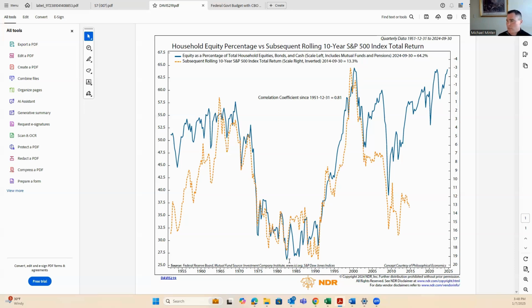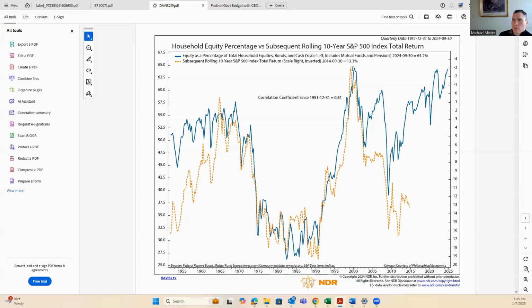80s. The stock market was not doing very well. The lowest percentage of equity allocation at that time, if you draw a line to the left here, was about 26%, we'll say, the household equity percentage. What was the subsequent 10-year return? Go to the dotted line, go to the scale on the right. It was between 18 and 19% annualized return from 1982 to 1992 if you were in the S&P 500. Unfortunately, most people were not.